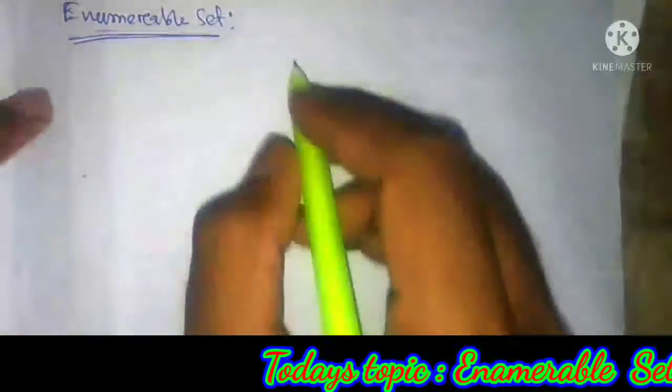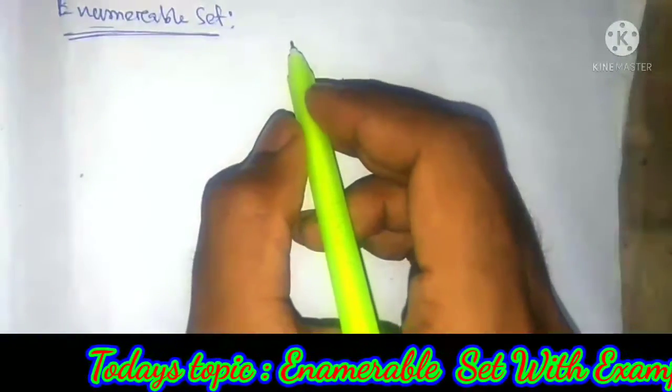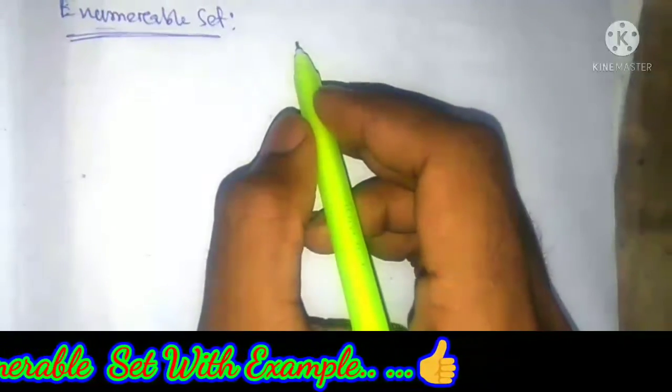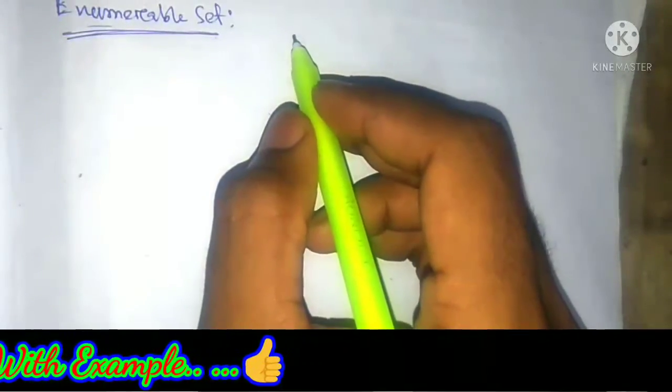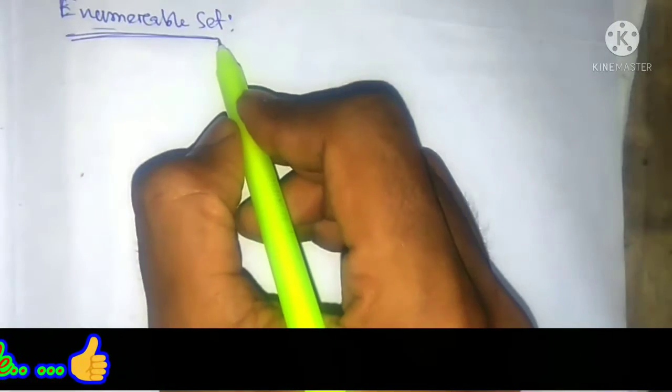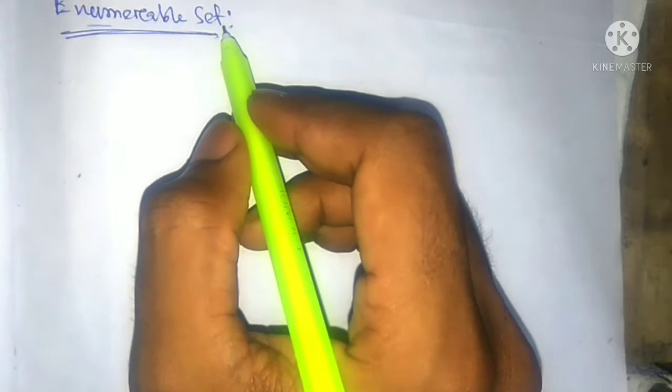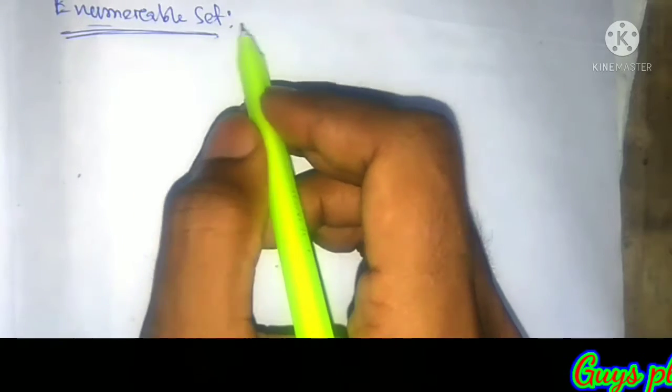Today our topic of discussion is enumerable set. So what is an enumerable set? In the previous lecture we discussed equipotent sets. If you didn't see it, you can check my playlist. This enumerable set is related to the equipotent set. In an equipotent set there exists a bijective mapping from a set to a set.